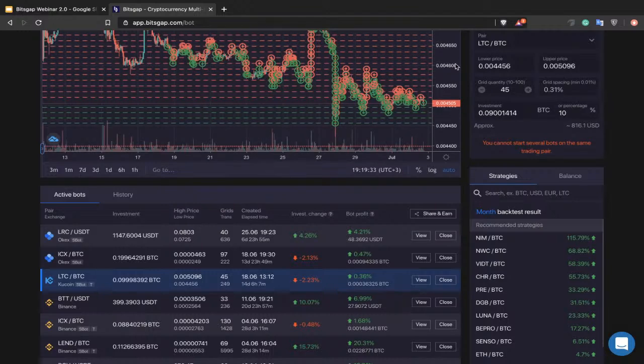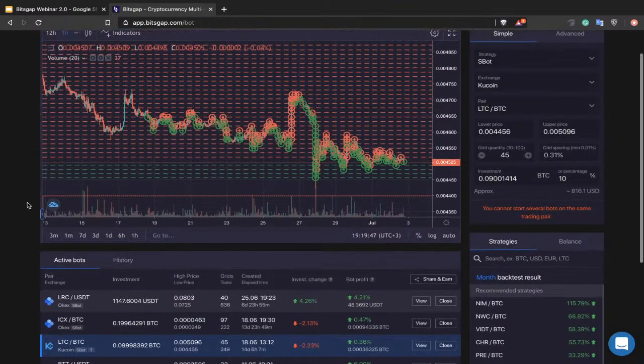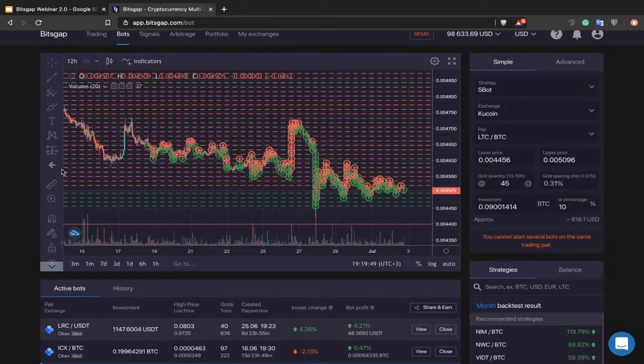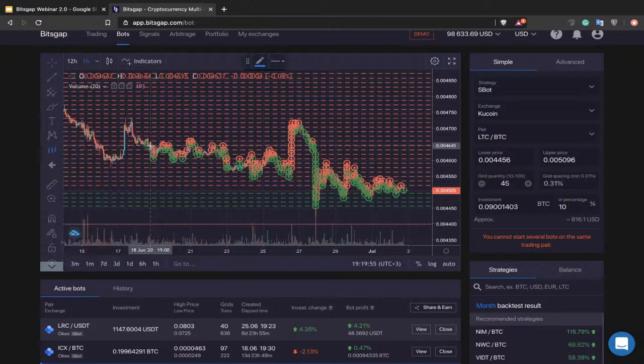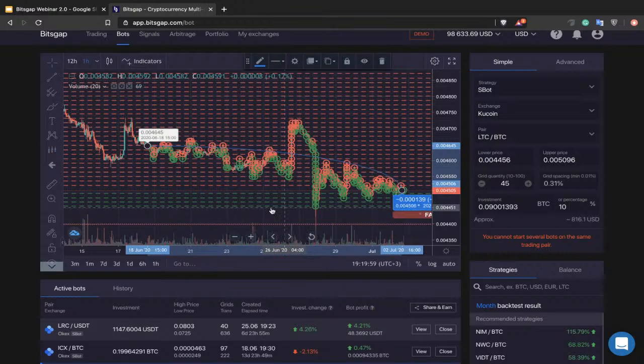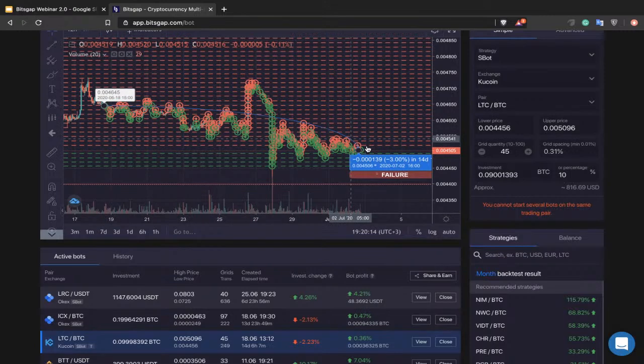So you see that I have LTC. So that was the point of the inception, 18th of June, that price. And now it is trading below. So if I wouldn't execute the bot, if I would simply hodl this cryptocurrency, my return would be, let's check this out, minus 3%. But with automation, my return on investment is only minus 2%, which is better than what you would get if you would simply hodl this coin.